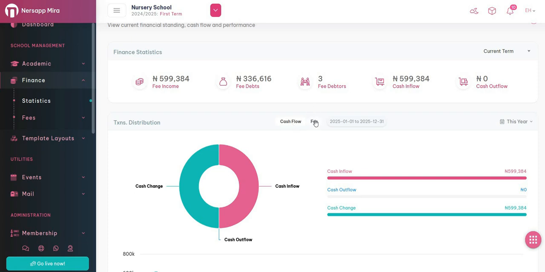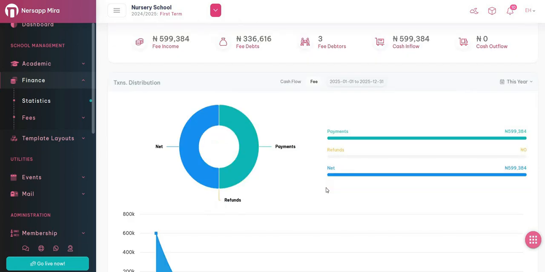We switch from cash flow to fee. You can also look at it to see what came in in terms of payments. If the school had some refunds, probably the school is owing the students or parents. And the net is the difference between payment and the refund here.